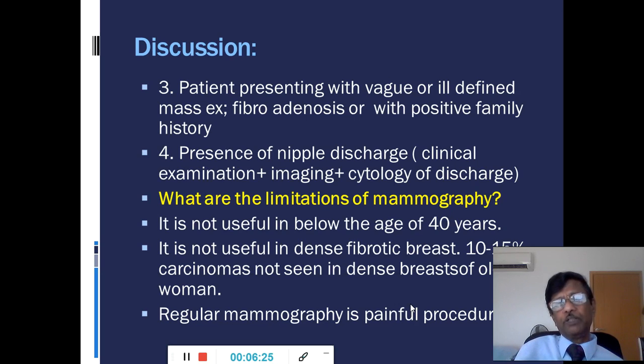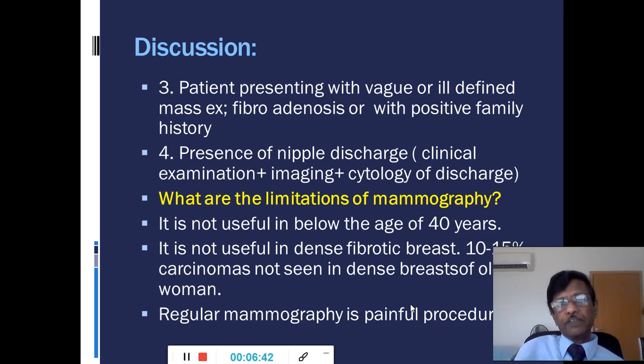In clinical examination, imaging and cytology of the discharge has been done, but imaging is required in the presence of a nipple discharge. So these are all the four conditions where you can do the triple assessment.